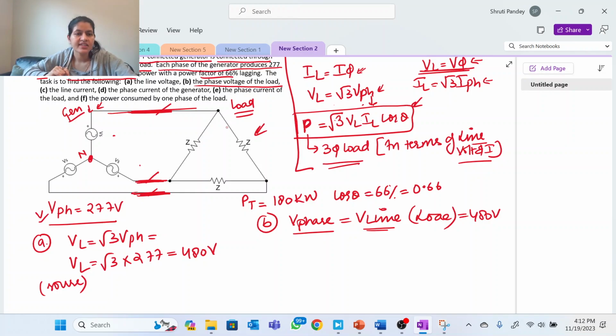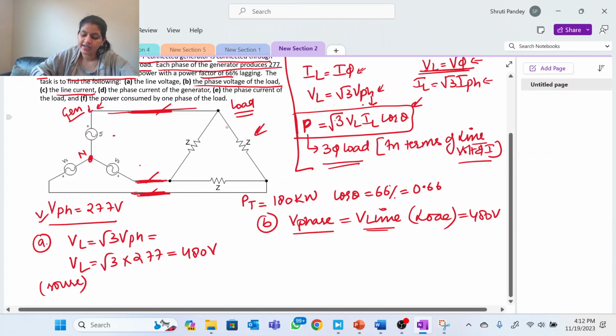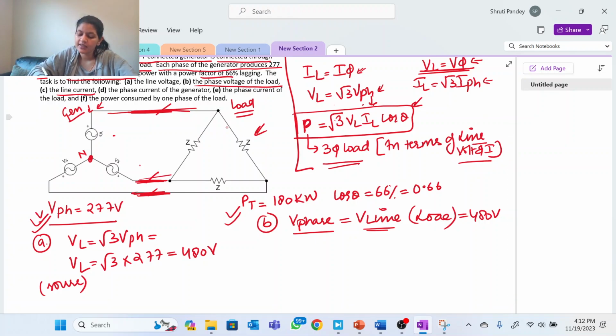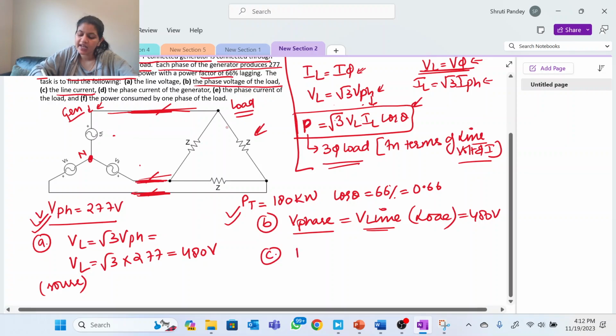Now what is next? Next is the line current. Here only voltage was given, and here power is given. So we can calculate the value of line current from this term, because the line is the same, be it this side or this side. So part C is the line current, IL.